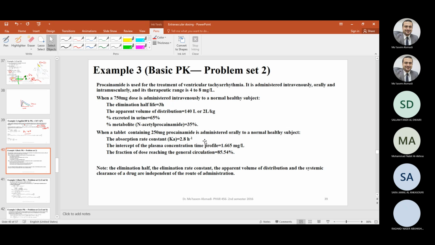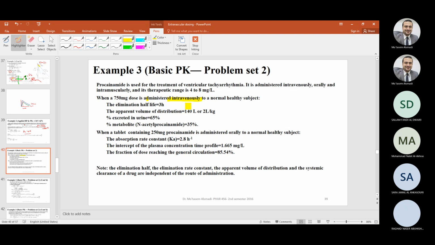Now, all of this is after giving the drug as what? IV bolus, right? Exactly. This is after giving the drug intravenously. They gave us the values of the elimination half-life, the VD, and the FE and the FM, right? And these values are disposition parameters, right? All of these four values are disposition parameters.